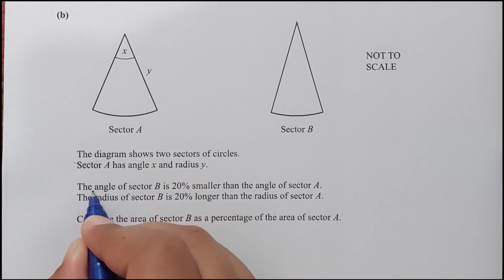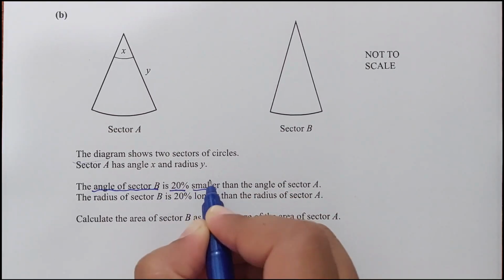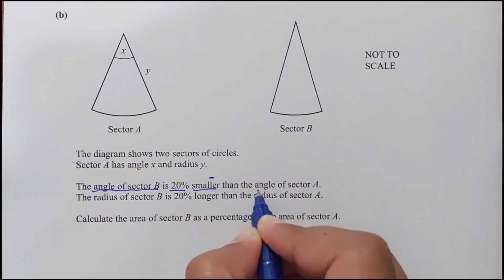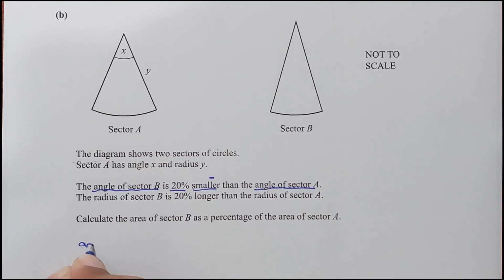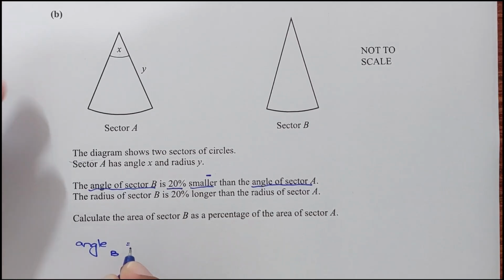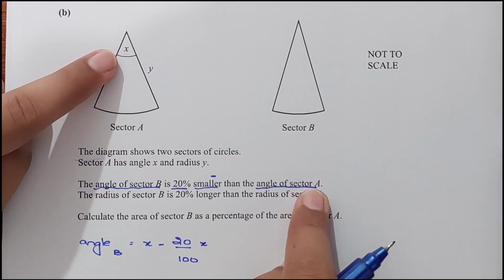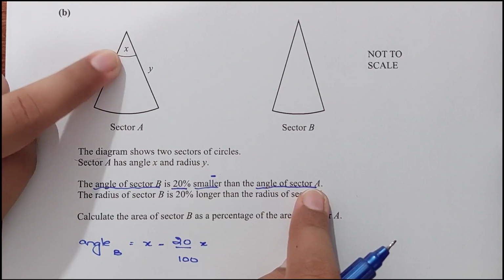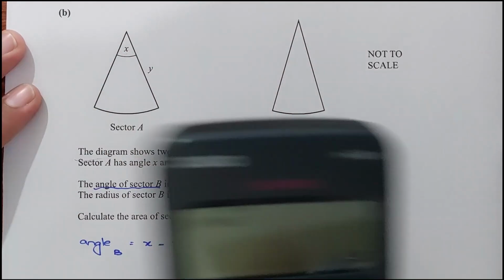Okay, so the angle of sector B is 20% smaller than the angle of sector A. So we can say the angle of sector B: sector A's angle is x, so it is x minus 20% of x. If sector A's angle is x, we have to subtract 20% from this x, and we will get this angle. All right, let me simplify this.